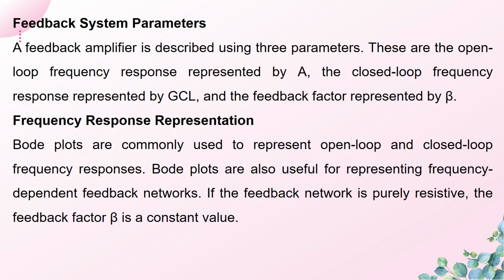So next let's see the important feedback system parameters. A feedback amplifier is described using three parameters. These are the open loop frequency response represented by letter A, the closed loop frequency response represented by ACL, and the feedback factor represented by beta. So these are the three important parameters in a feedback system.